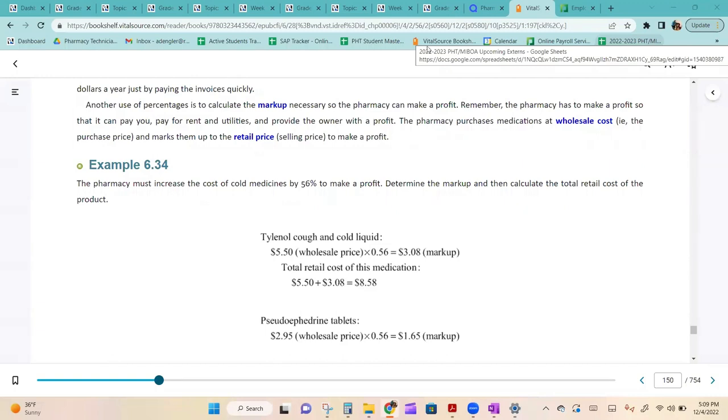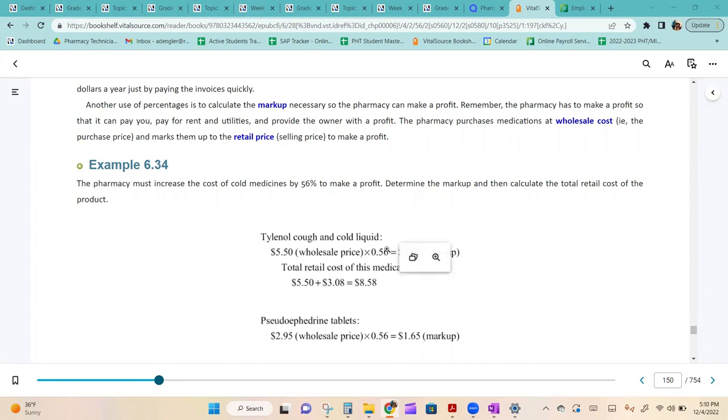So another use of percentage is to calculate the markup necessary so the pharmacy can make profit. The pharmacy purchases medication at wholesale costs, the purchase price, and then marks them up to the retail price, which is of course the selling price, so that they can make a profit. So for the example 6.34, the pharmacy must increase the cost of cold medicines by 56% to make a profit. Determine the markup and then calculate the total retail cost of the product.